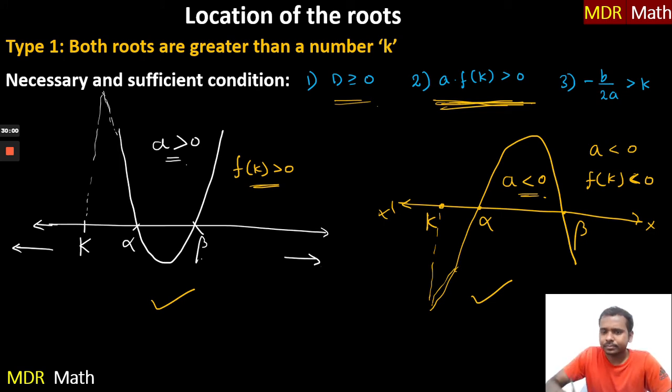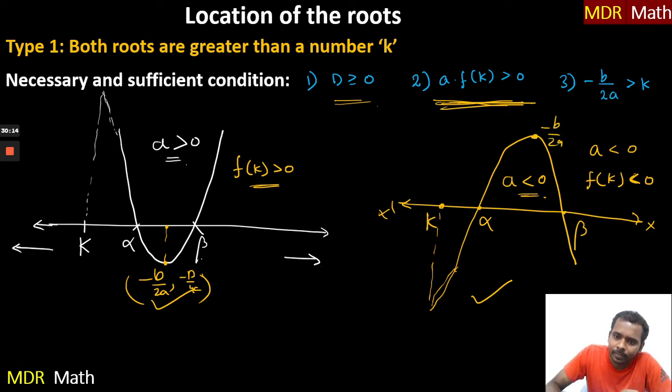And what about this minus b by 2a? Here the x coordinate is minus b by 2a, and the y coordinate is minus D by 4a. So this is the minus b by 2a value here, and this is the minus b by 2a value here.